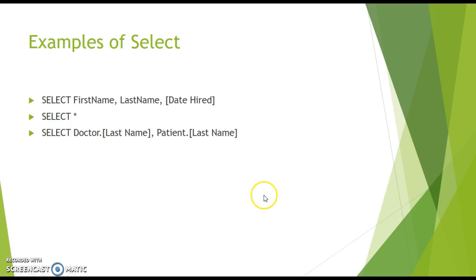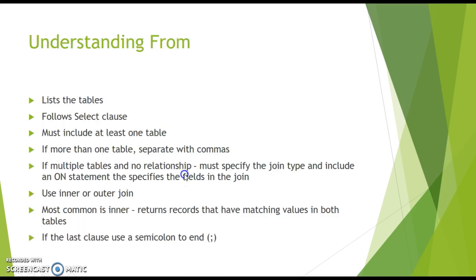So some examples of select: if I just type select first name, comma, last name, comma, [date hired], and notice in date hired I put brackets because it's two words, that would display those three fields. The select star displays all the fields, and here I have select last name from the doctor table and last name from the patient table. Okay, that's select.